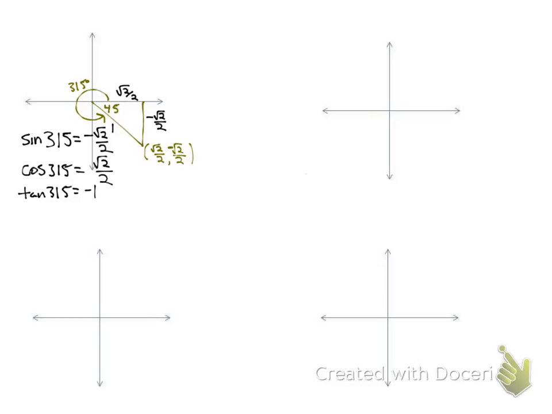Give me an angle in quadrant 3. 225. How about one that's not 45 degrees? 30. 210. All right, 210 gives me what reference angle? 30. Which values, x and or y, are negative? Both of them.